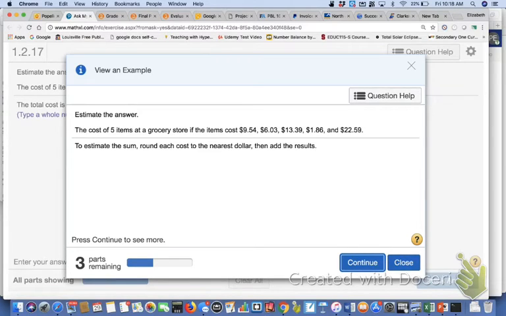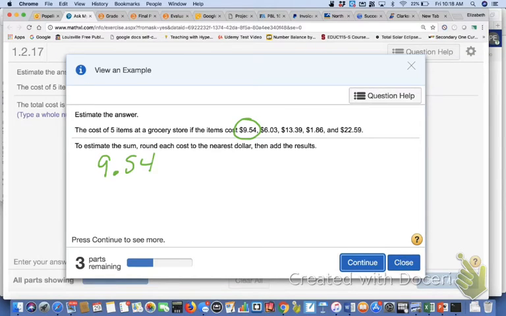So you can see here that it tells you that to estimate the sum, round each cost to the nearest dollar, and then add the results. So how do you round each cost to the nearest dollar? Well, the rule for rounding in general, we're going to start here.